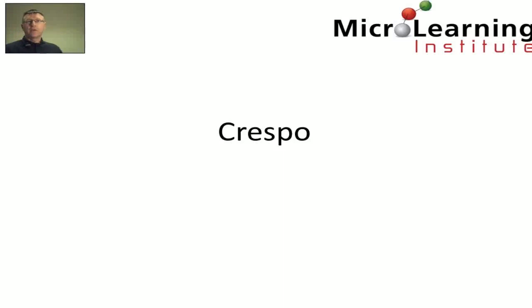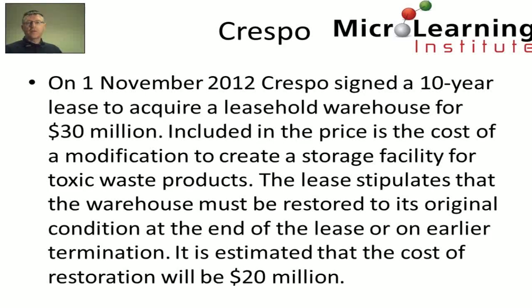In this tutorial we look at an example from Crespo, and we're told that on the 1st of November 2012 Crespo signed a 10-year lease to acquire a leasehold warehouse for $30 million. Included in the price is the cost of a modification to create a storage facility for toxic waste products. The lease stipulates that the warehouse must be restored to its original condition at the end of the lease or on an earlier termination. It is estimated that the cost of restoration will be $20 million.